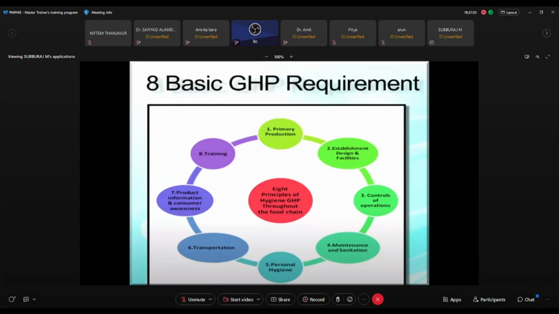You see, transportation is very, very important. That's why if any food material is transported through a transporter, they must have the FSSAI license. It should be modified in such a way that it isn't cross-contaminated with any other things. There are good hygienic practices, and product information and consumer awareness.